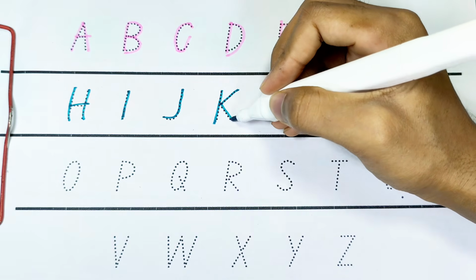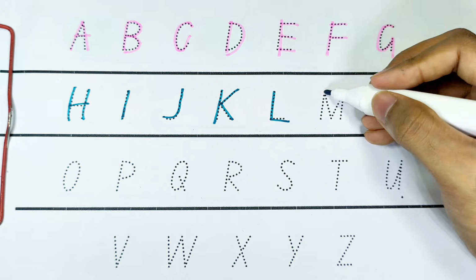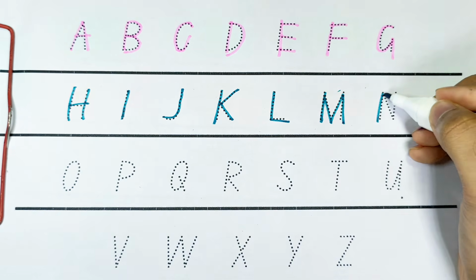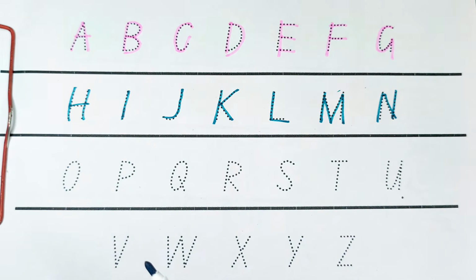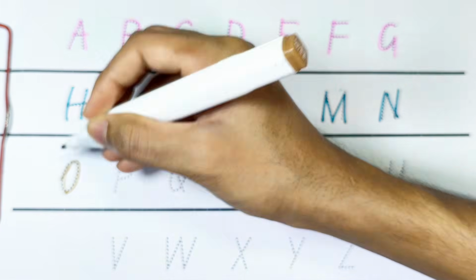K for kite, K. L for lemon, L for lion, L. M for moon, M for mango, M. N for nose, N for nest, N. Kids, the next one is O. Rose pink color. O for octopus, O.